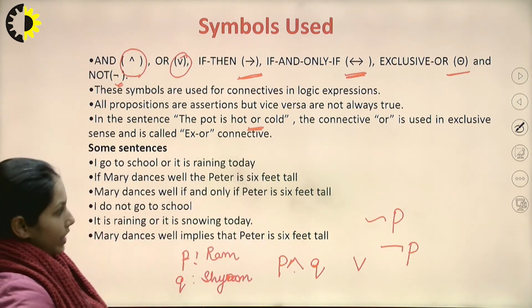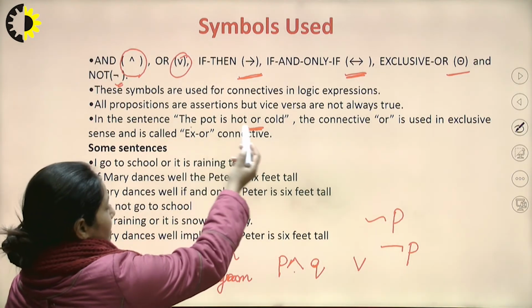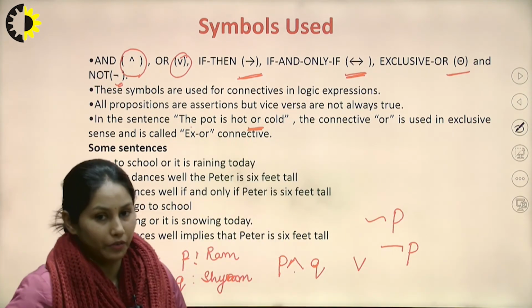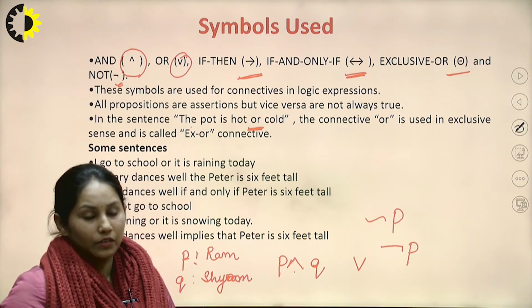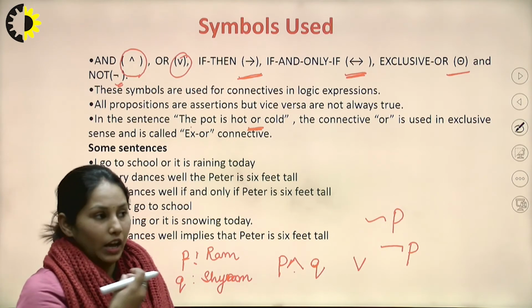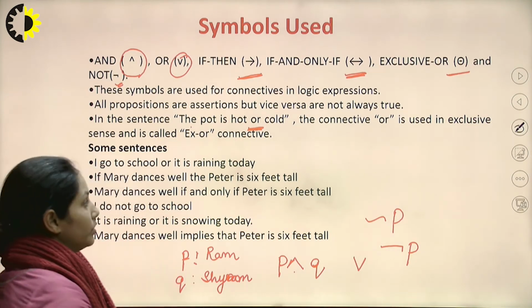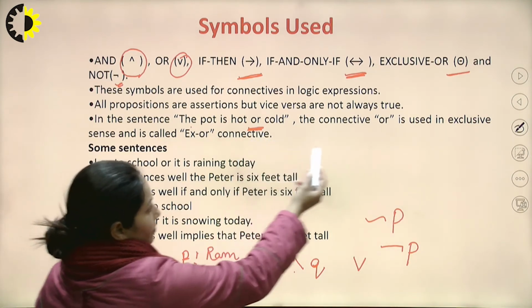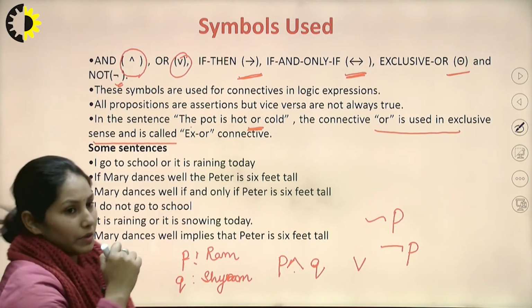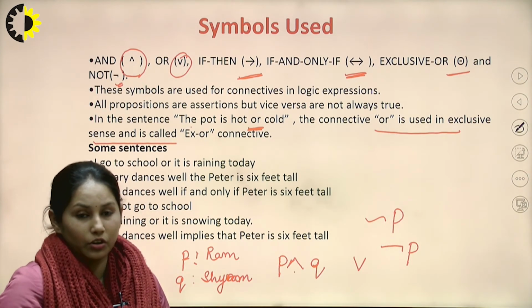The or connective is here, and obviously what you are saying in this particular sentence is: the pot is hot or cold. So either it could be true or it could be false, because you are not actually saying something which would be a statement in one form only. Either it could be true or it could be false. The pot is hot or it could be cold. So you are using the or connective here. The or is used in the exclusive sense. Why is it an exclusive sense? Because either it could be true or it could be false. So that's why the pot is hot or cold.